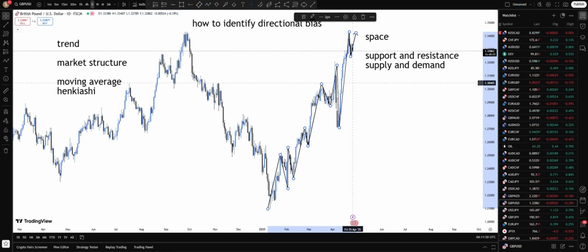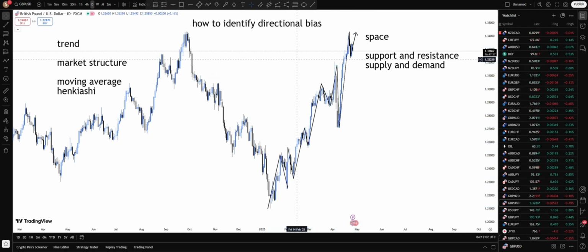Maybe probably at the smaller time frame when you're taking those trades, you're taking them in line with the direction of the market, and your bias is in line with the market direction. So this is the first way you can make use of market structure to identify your directional bias, which is found in trend. You can make use of moving average, which is an indicator.